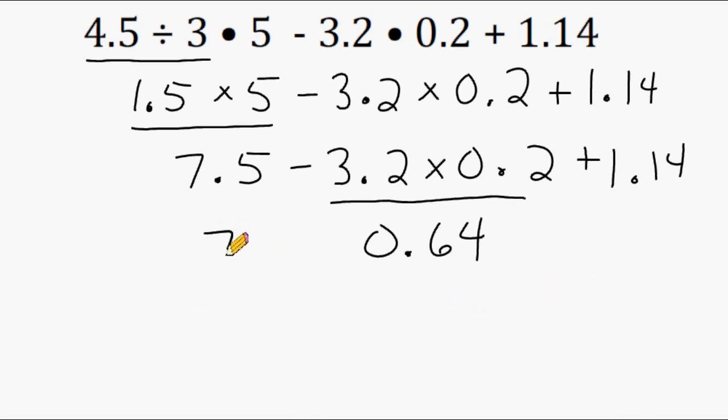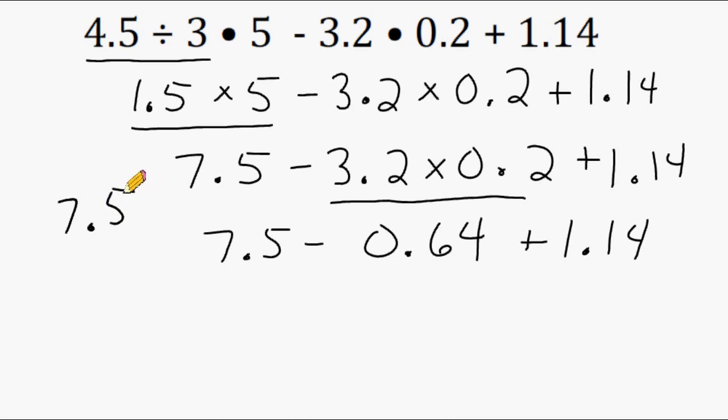Next, we have to bring down the parts of the expression that we did not use yet. So I'm going to bring down the 7.5 and the minus sign, and I'm going to bring down the addition sign and the 1.14. When all you have remaining are addition and subtraction signs, you must solve in order from left to right. Some individuals think that you add before you subtract, but that is not the case. You do whatever appears first from left to right. So we have to start with 7.5 minus 0.64.